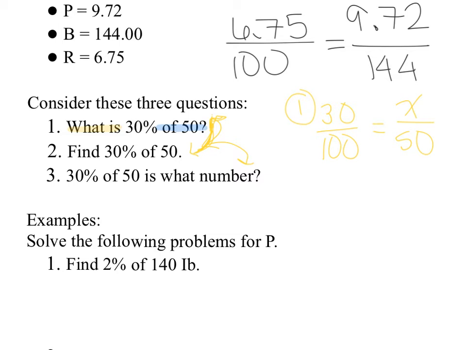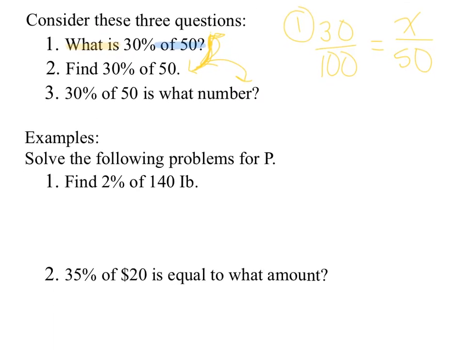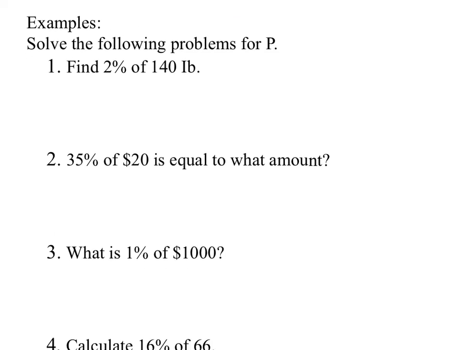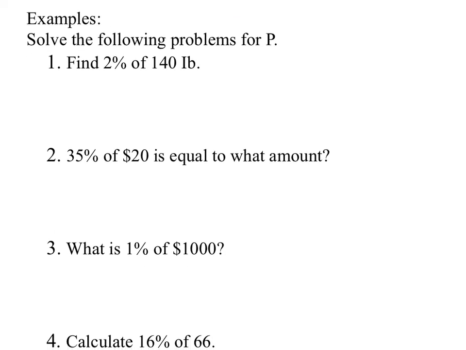So let's do a couple of examples. Find 2% of 140 pounds. So we're going to find 2%. Remember, it's going to be percent over 100 equals part over whole. Our whole is this of 140. So that's going to be the denominator, and we do not know what our part is.